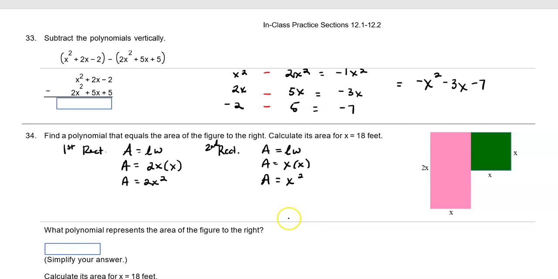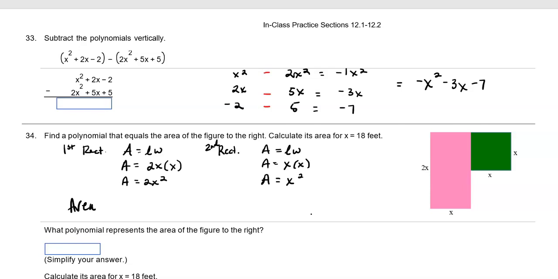Find a polynomial that equals the area of the figure to the right. Calculate its area for x equals 18 feet. So this is the figure, and we have a large rectangle and a small rectangle here. So of course, the area of a rectangle is the length times its width. So for the first rectangle, which is the largest one, we are multiplying 2x times x, which is 2x squared. For the second rectangle, this is the smallest one, we are multiplying x times x, and that is x squared.